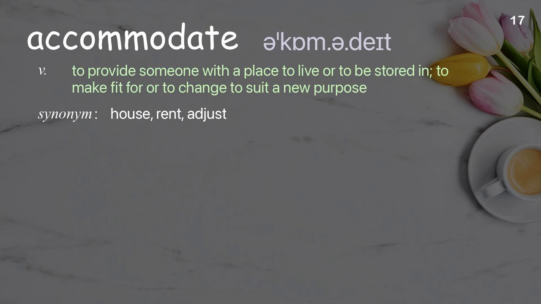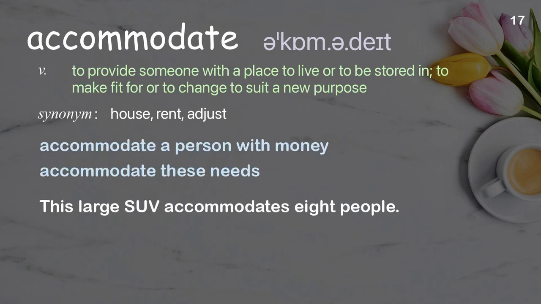Accommodate. To provide someone with a place to live or to be stored in, to make fit for or to change to suit a new purpose. Examples. Accommodate a person with money. Accommodate these needs. This large SUV accommodates 8 people.